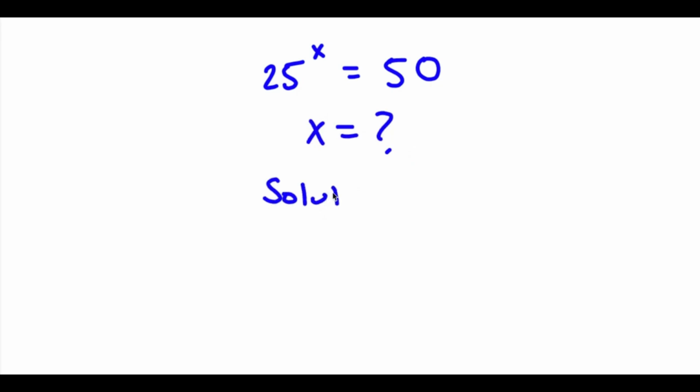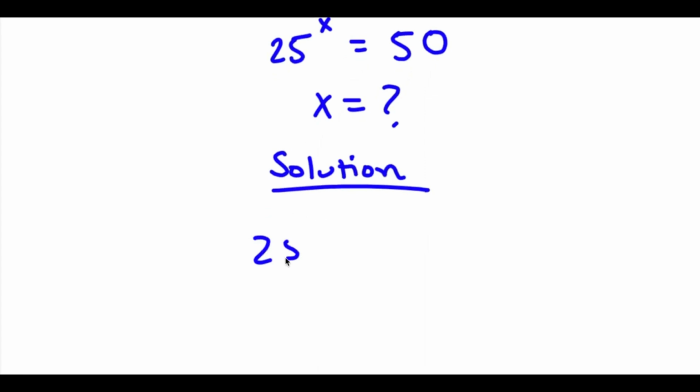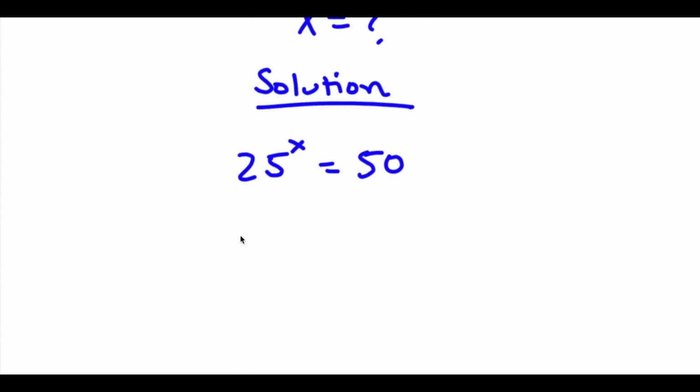So for my solution here, first start with 25 to the power of x is equal to 50. Now I'm going to be taking the log on both sides. So now I have log 25 to the power of x is equal to log 50.